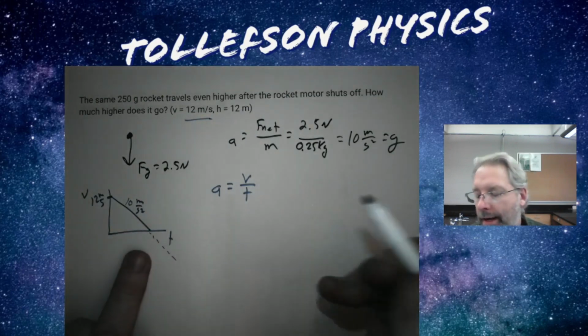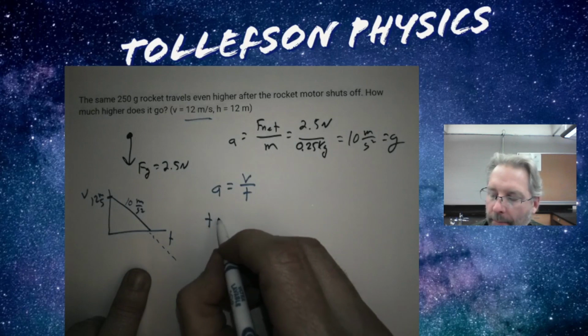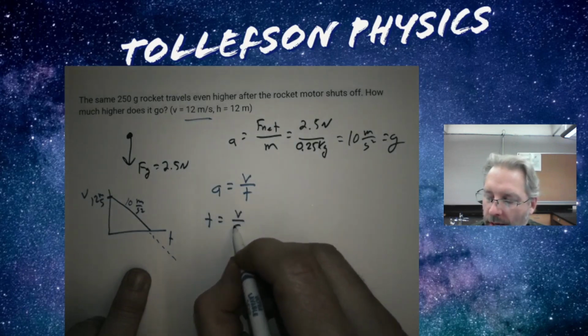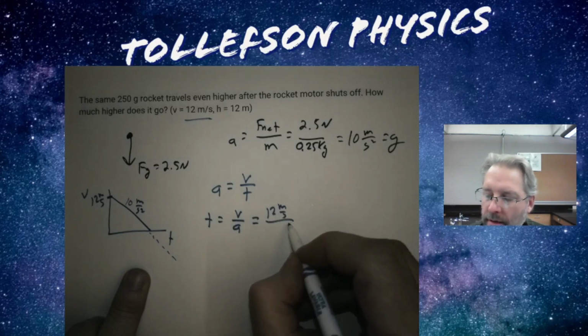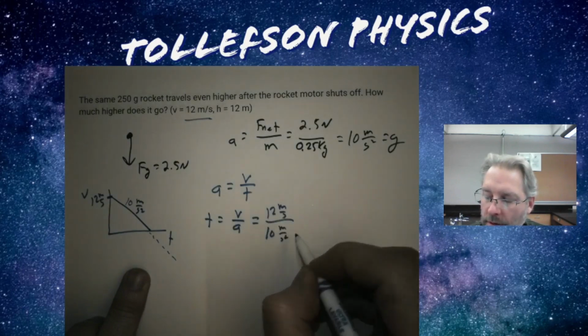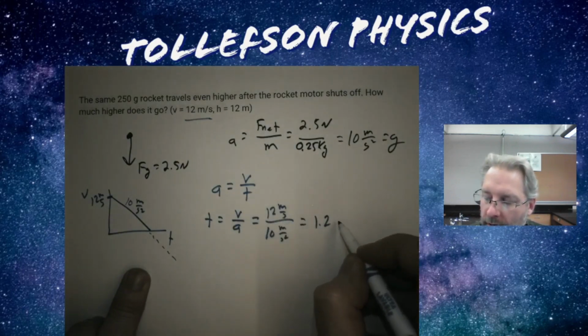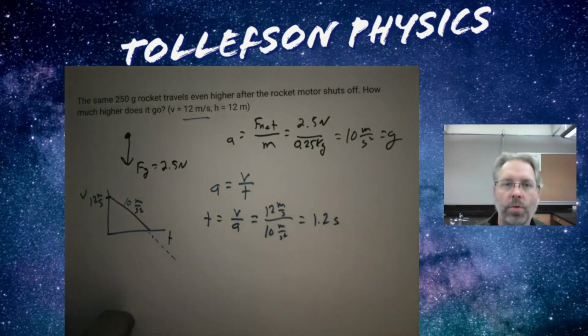What do I want to know? I guess it looks like I'm going to solve for time. And so that's velocity divided by acceleration. So 12 meters per second divided by 10 meters per second squared means that it keeps going up for just 1.2 seconds longer. All right, how much farther is that?